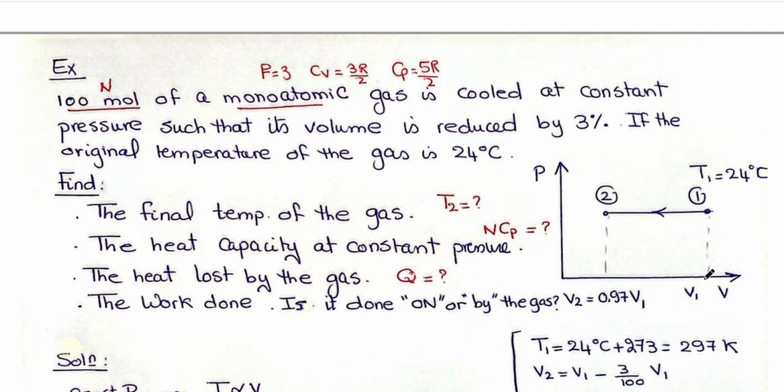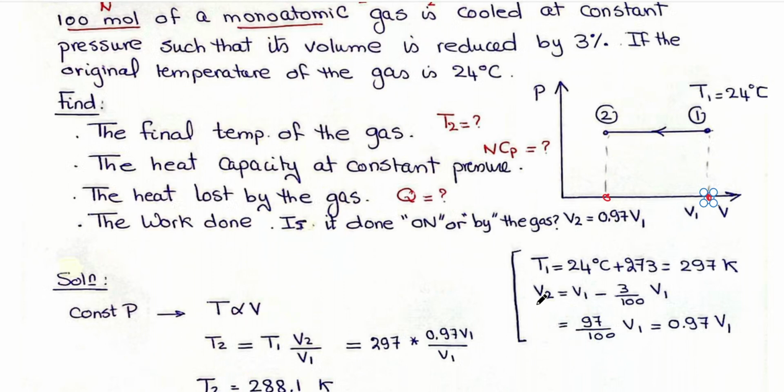So if this is V1, the volume at 1, V2 is less than V1 by 3%. How can I calculate it? V2 equals V1 minus 3 over 100 of V1. 3% of V1 is 3 over 100 V1. So it's 97 over 100 V1, which is 0.97 V1. So I know that V2 is less than V1 and it is less than it by 3%.